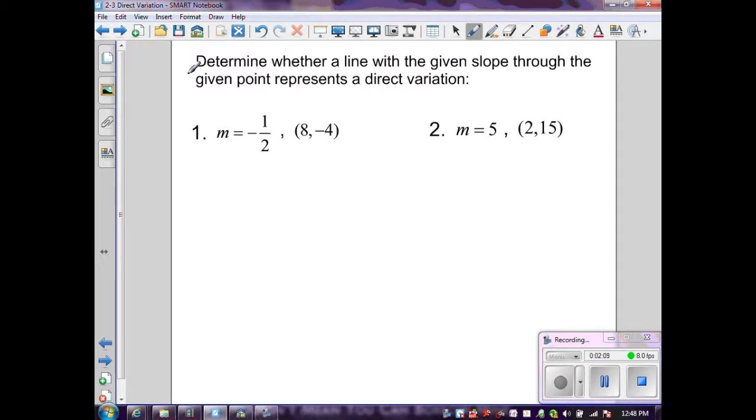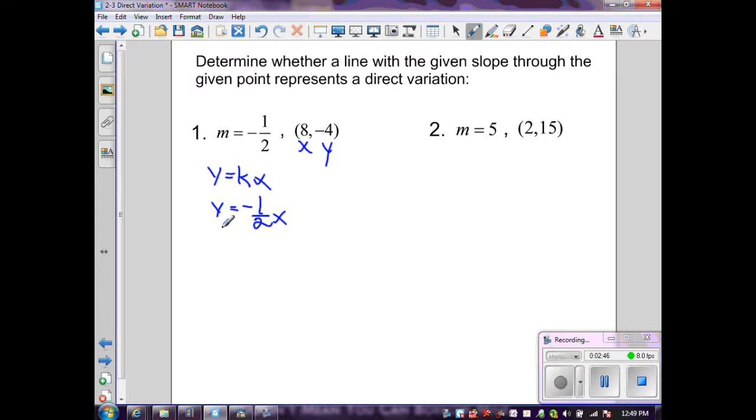Our last two examples, they want us to determine whether a line with the given slope through the given point represents a direct variation. In other words, can I write an equation with the given slope and determine whether this point passes through that equation? Well, we know that this is y over x, so this is actually our k. So I can just write y equals kx to be y equals a negative 1/2 x. Then all I need to do is substitute my x and y value into this equation and check to see if it turns out to be true.